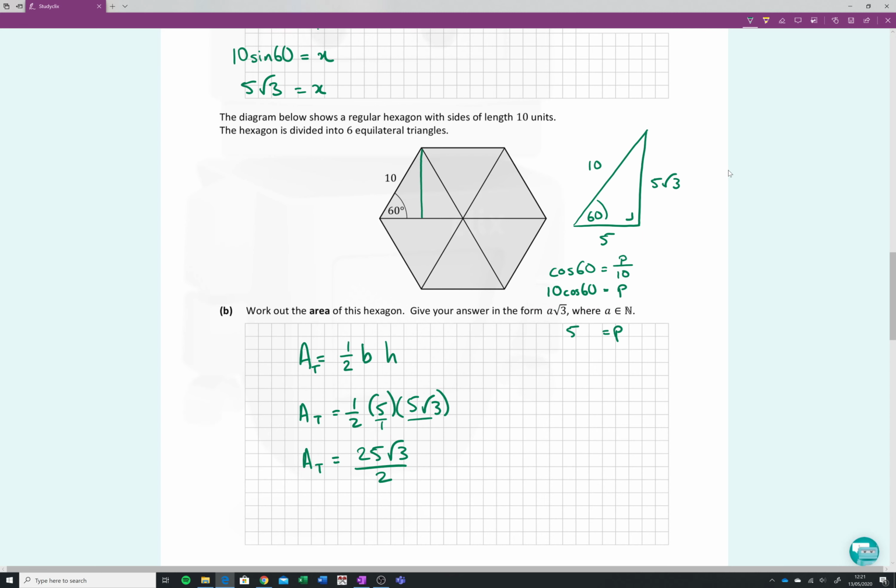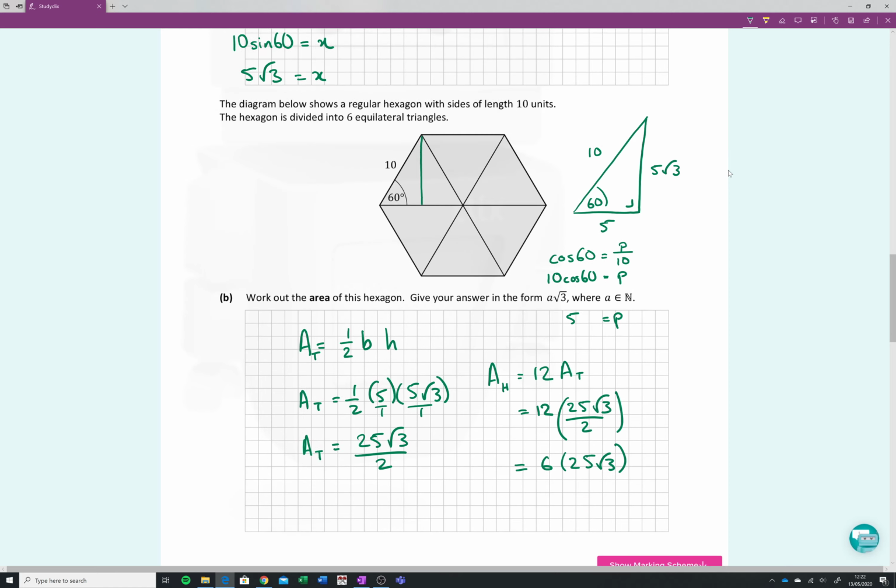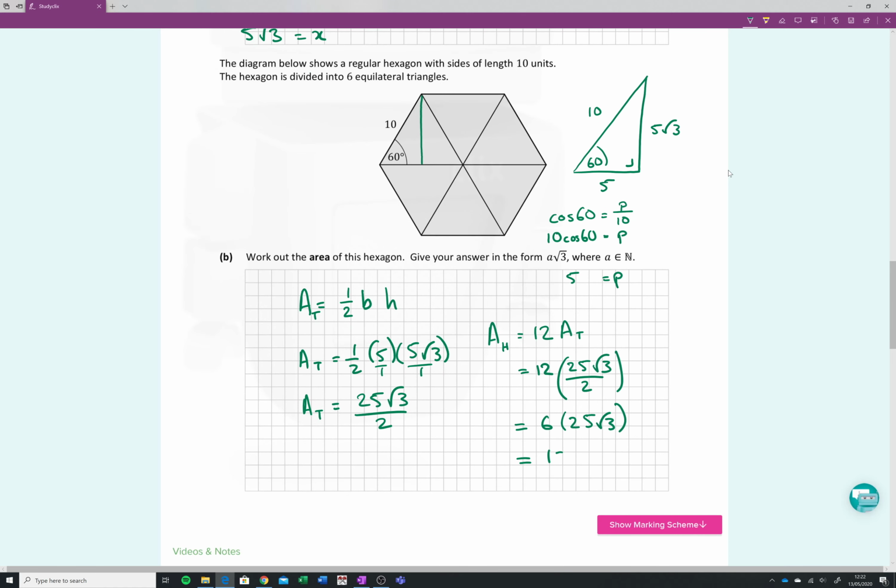How do I know that? It's over 1 and it's over 1. Top by top, bottom by bottom. And remember, what we want to do now is the area of the hexagon is 12 times the area of the triangles. So we're going to do 12 amounts of 25 root 3 over 2. So that is going to be 2 divides into 12 to leave 6, 25 root 3. I'm just trying to do this in my head. So that is 150 root 3s, and you do need to put in units squared because we're getting area at the end.